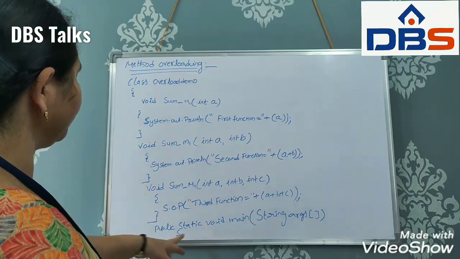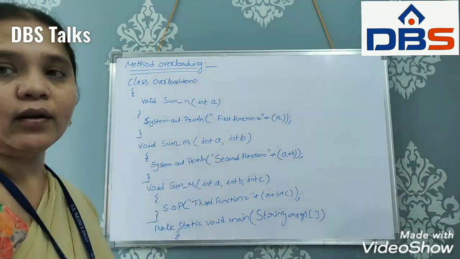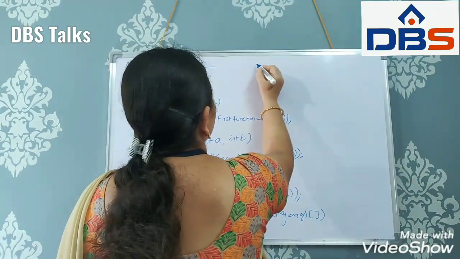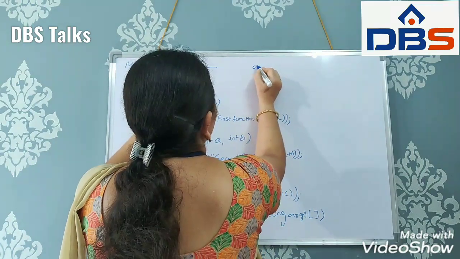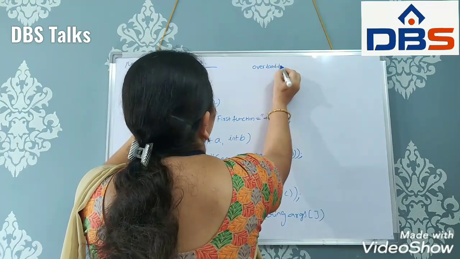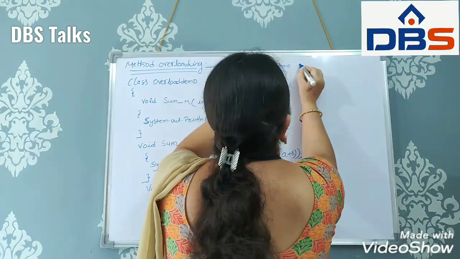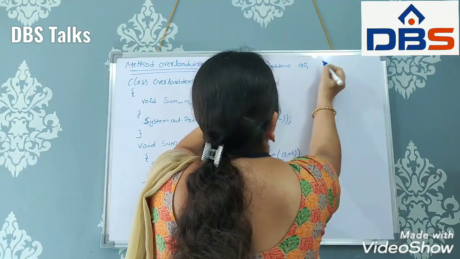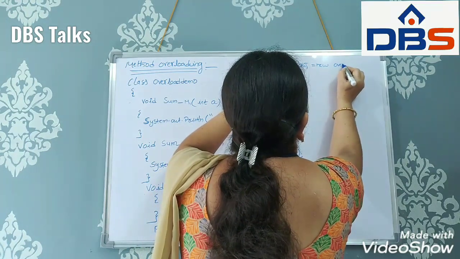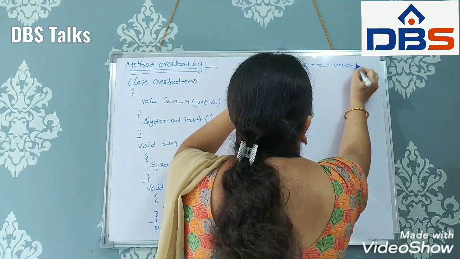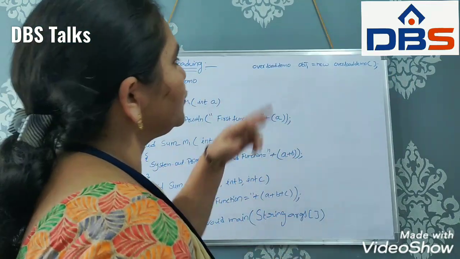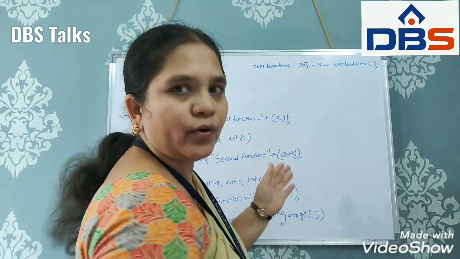In this we are creating one object. So what is the syntax for creating an object? Class name, object name. What is our class name? OverloadDemo. Here I am using the object name obj1. Object name is equal to new class name, OverloadDemo. Then through the object I need to execute these methods.